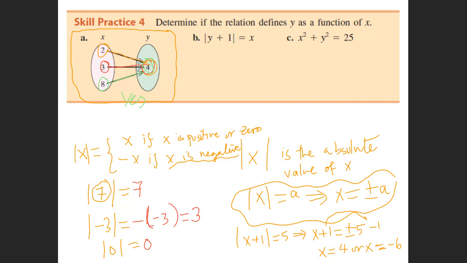The case that we don't want is the opposite. If we have 4 and it goes to 2 and it goes to 3, this is not a function.